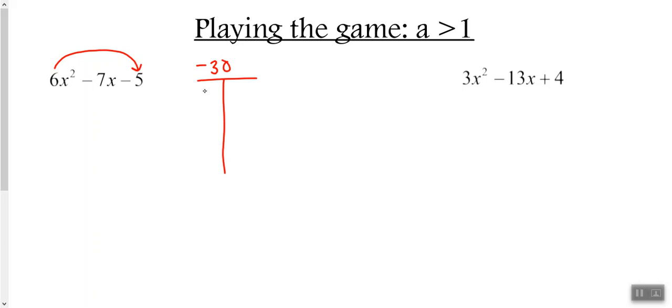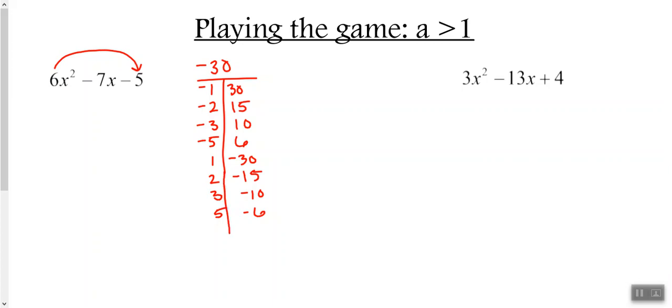Now I'm going to make my list. So I can do negative 1 and positive 30. I could do negative 2, positive 15. I could do negative 3, positive 10. I could do negative 5 and positive 6. And then I can do the opposite. So I could do 1, negative 30, 2, negative 15, 3, negative 10, and 5, negative 6.